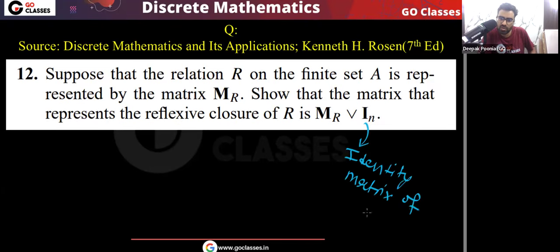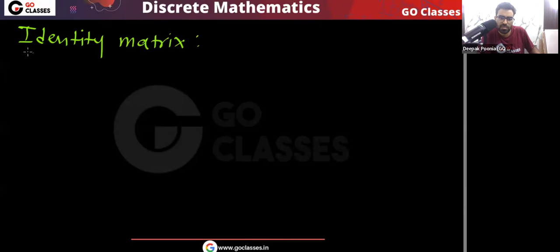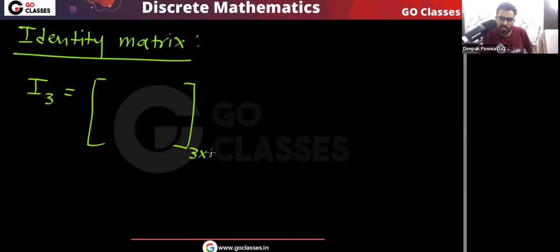Identity matrix of size n by n. Okay, so let me tell you what is the identity matrix. Identity matrix I_n. For example, what will be I3? I3 means a 3 by 3 matrix you make, and identity matrix means all the diagonal elements will be 1. Main diagonal elements will be 1. All the remaining will be 0.